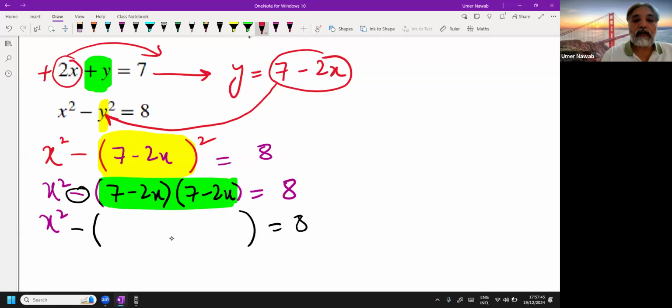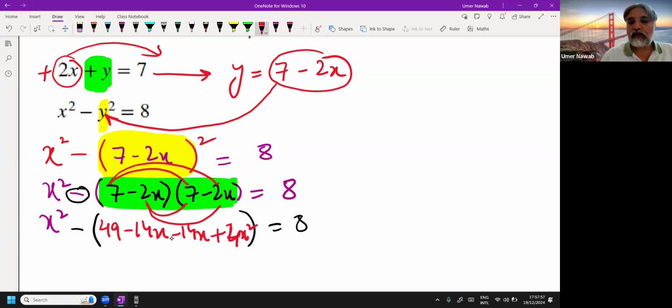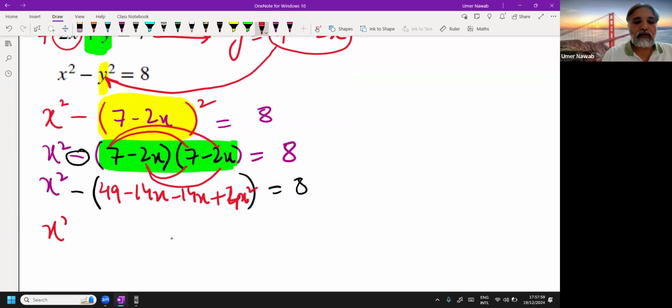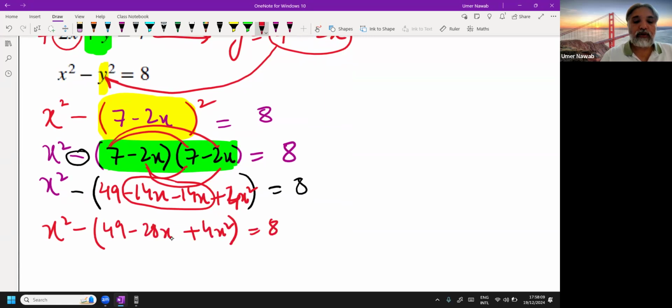So now let's do that. 7 times 7 is 49. 7 times negative 2x is negative 14x. This is negative 14x. And negative 2x times negative 2x is plus 4x squared. And then x squared negative 49. What is the answer of minus 14 and minus 14? That is minus 28x plus 4x squared is equals to 8.